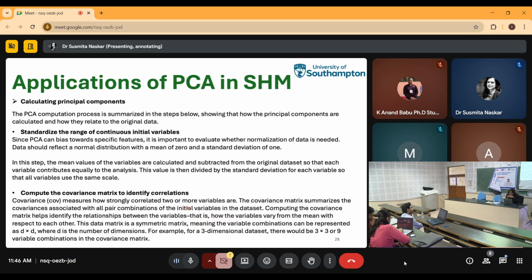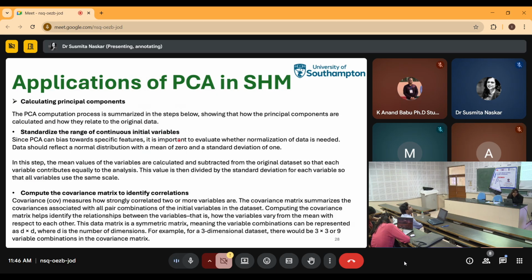Now if you try to look into how this PCA, and as I said PCA is nothing but principal component analysis, right? Most of the places we define it as PCA. That's been applied in SHM. So there are a few components, how do we do that? First, what we do is standardize the data, right? And that's what we have written: standardize the range of continuous initial variables.